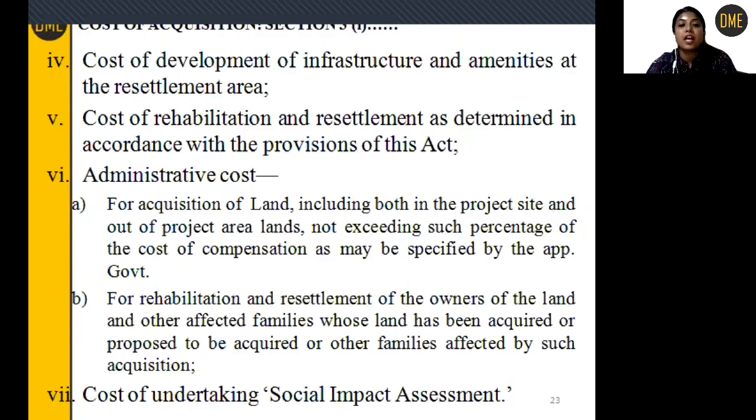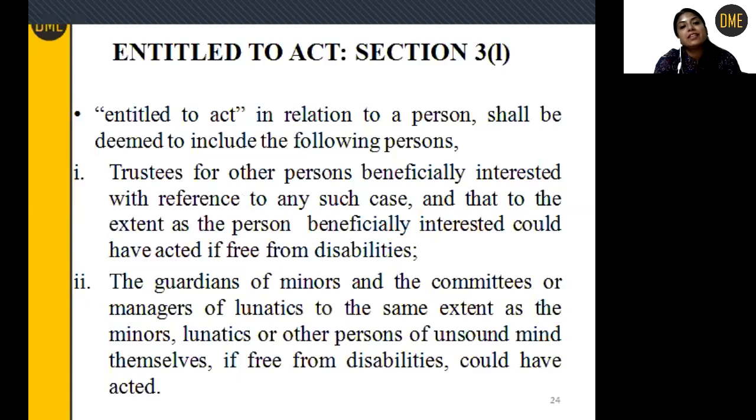Then the cost of undertaking social impact assessment is also covered under the cost of acquisition. Next definition is entitled to act, section 3L. This is the person who is entitled to act on behalf of some other person. In relation to a person, it shall be deemed to include any trustee for other persons beneficially interested with reference to such case, and that to the extent as the person beneficially interested could have acted if free from disability. So firstly, trustees.